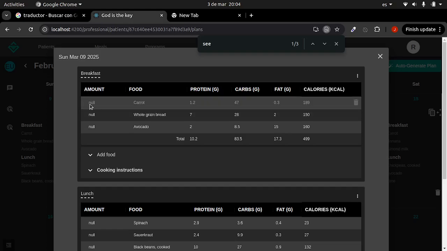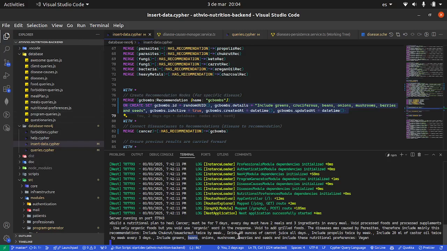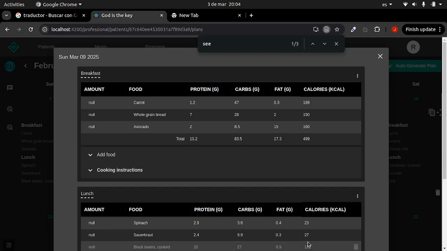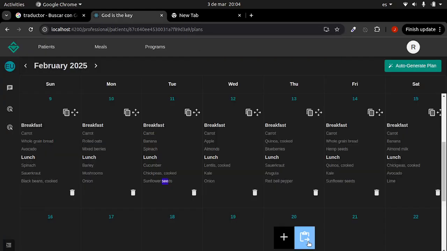I don't know if it really accomplishes this request: drink 40 ounces of carrot juice every day. Maybe that is one problem. I believe that I will have to realize some more tests with the ChatGPT prompts to try to make ChatGPT accomplish the request that I am sending to the servers.